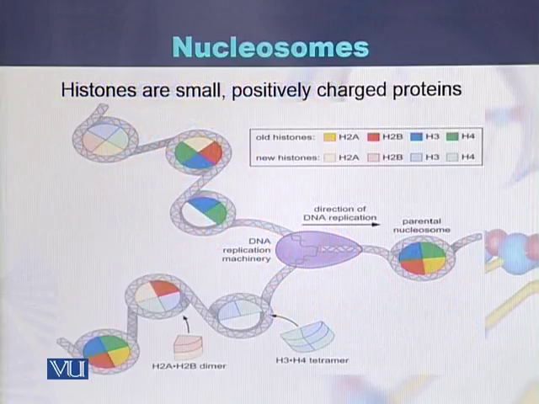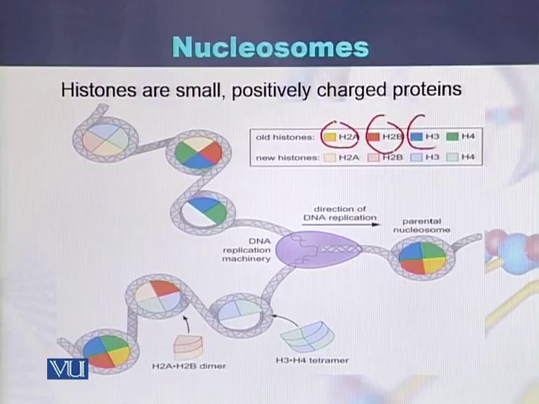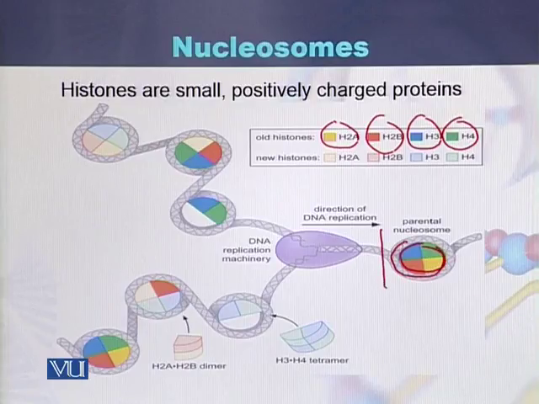This is the second diagram, where we can see the colored histone molecules. Here H2A, H2B, H3 and H4. 2 molecules each of these 4 histones are present in the form of a ball. Around this ball, which consists of 8 molecules, the DNA is wrapped, and this structure is called a nucleosome.